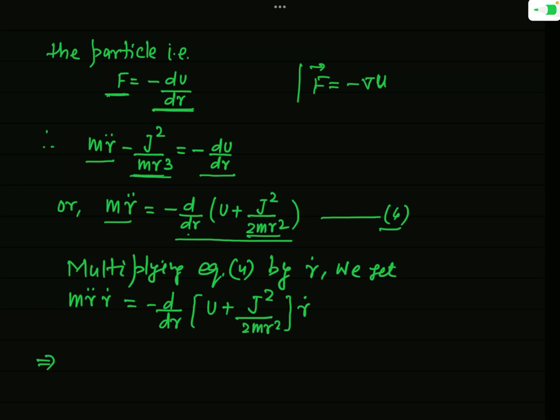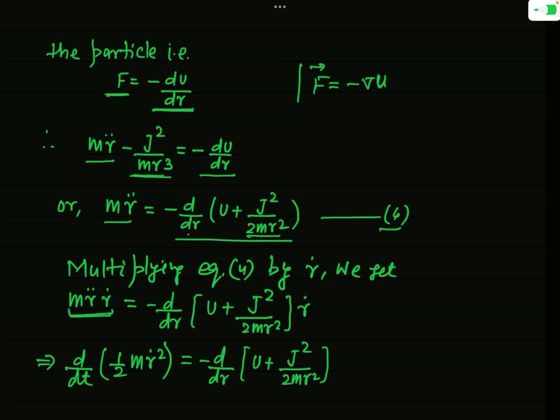Now see, this product m r double dot times r dot, you can write in this way: d/dt of half m r dot square. You can check it. When you differentiate this half m r dot square with respect to t, you will simply get m r double dot times r dot. This is just a simple differentiation and you may check. And this is equal to minus d/dr of U plus J square over 2 m r square, times r dot. You know r dot means dr/dt.